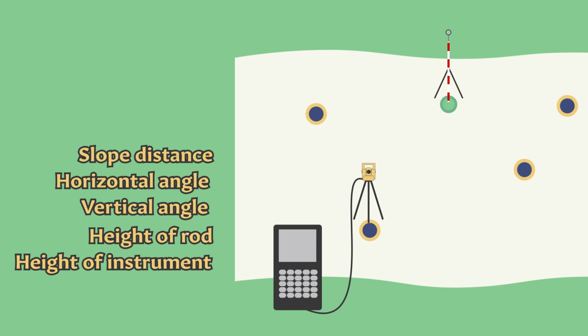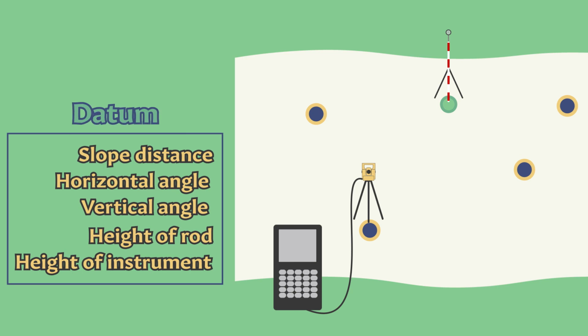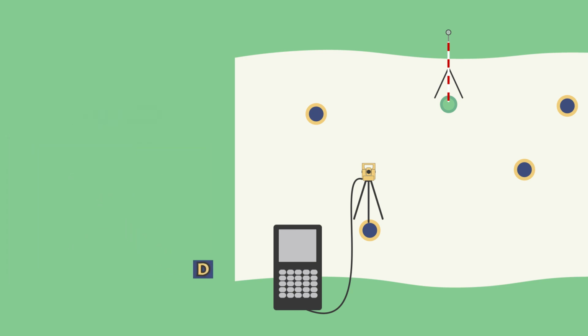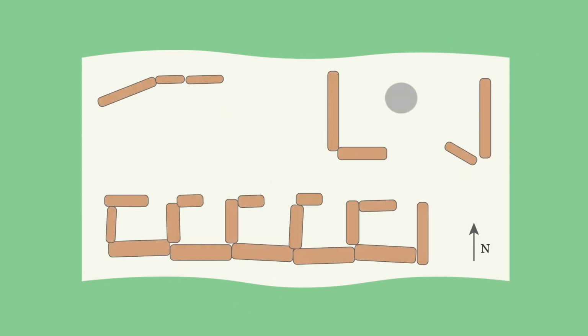Each set of 5 measurements is 1 datum, and as more of these are collected throughout the site, the map will slowly start to take shape, allowing archaeologists to piece together the puzzle of the past.